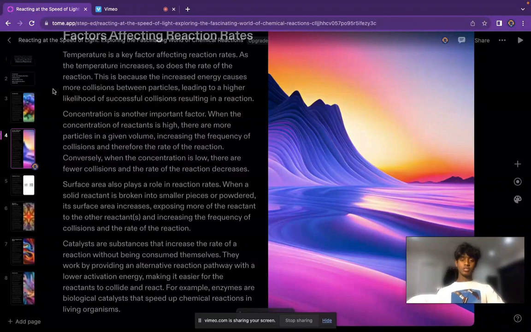Catalysts are substances that increase the rate of reaction without being consumed themselves. They work by providing an alternative reaction pathway with a lower activation energy, making it easier for reactants to collide and react. For example, enzymes are biological catalysts that speed up chemical reactions in living organisms.